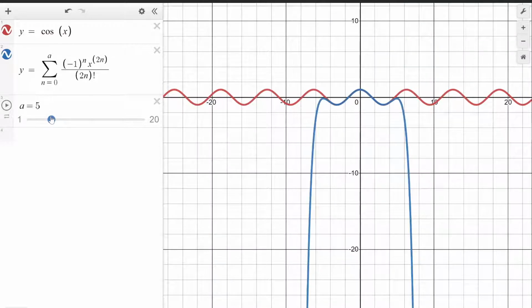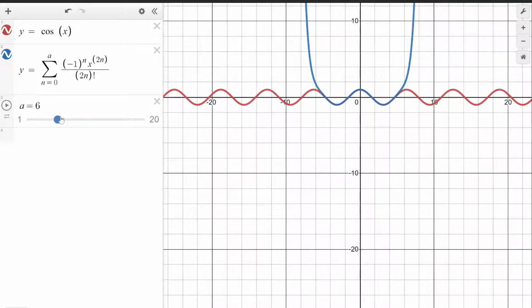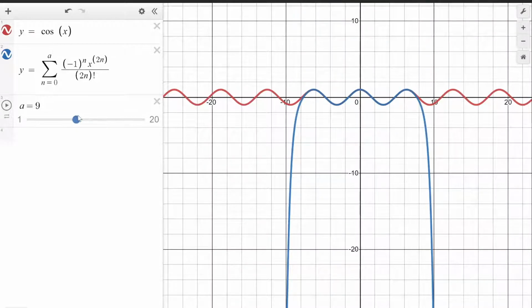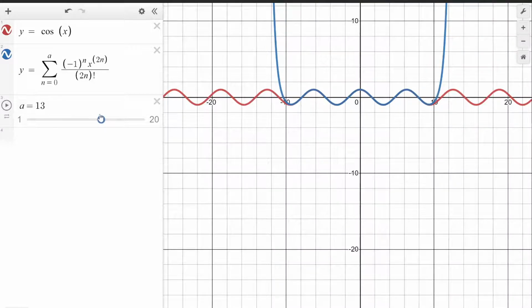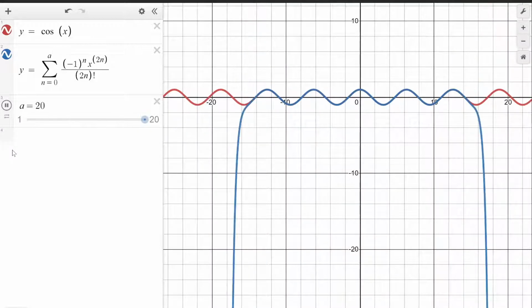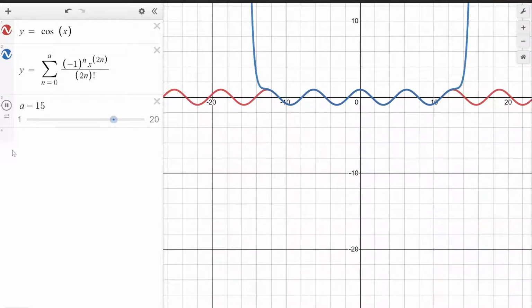And as I keep adding terms, notice what happens. The polynomial starts to line up with cosine more and more and more. And you'll find that it's an exact match until it's not. And then it's really not an exact match. And if we just allow this to kind of play out, you'll see it gets all the way. Now I had it stop at 20, and now it's going backwards, and it's kind of unraveling.